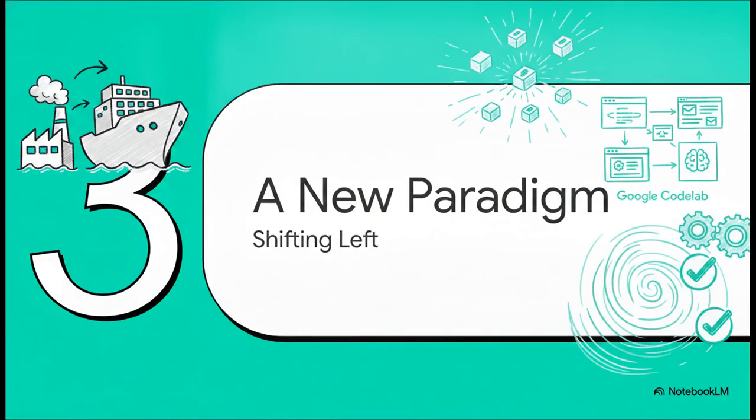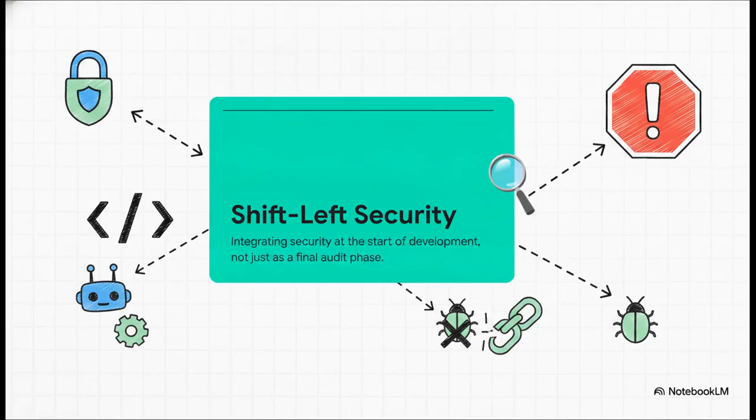Which brings us to Section 3, a new paradigm, shifting left. Let's completely pivot away from Fitstrat's reactive nightmare and check out a much more modern, elegant solution. The foundational concept we need to talk about here is called shift left security. Basically, instead of trying to desperately patch a leaky ship at the very end of the development cycle, we push all the security measures as far left, as close to the beginning as possible. We're talking about securing the AI app before a single line of code is ever even committed.